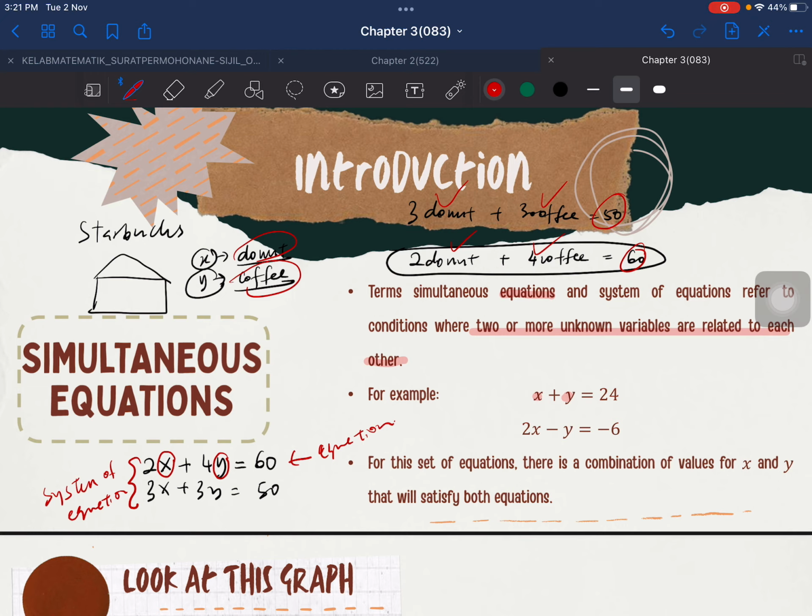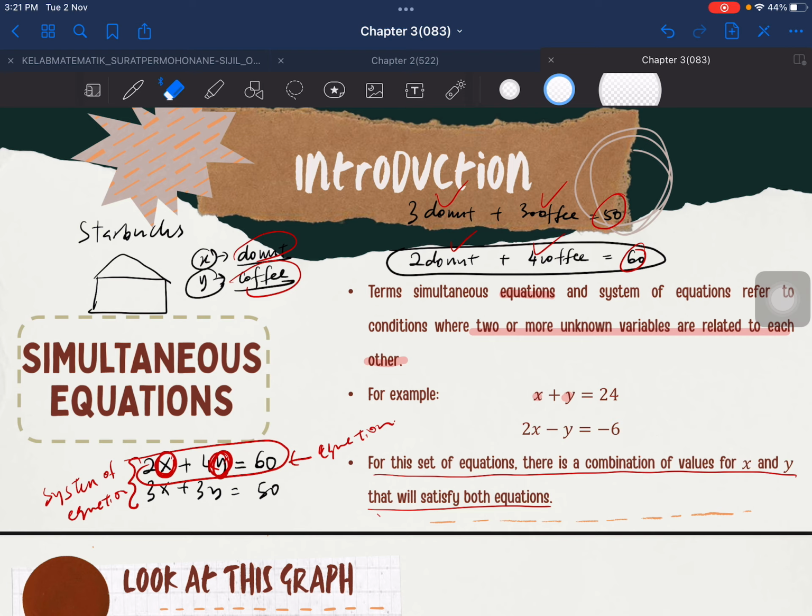Okay, system of equation, because kita ada more than one equation. Apa yang dipanggil sebagai simultaneous equation bila awak ada satu equation yang mempunyai lebih daripada satu unknown variable. See, you have two unknown variable here as X and Y. So we call this one as simultaneous equation. Dan dia adalah berkaitan di antara satu sama lain. Okay, for this set of equation, there is a combination of values for X and Y that will satisfy both equation. Okay, so macam mana kita nak solve our system of equation?